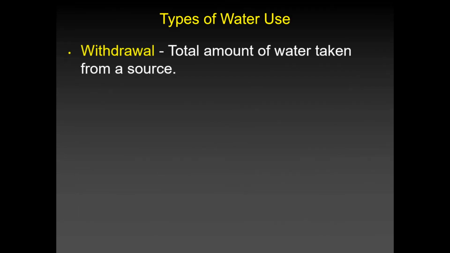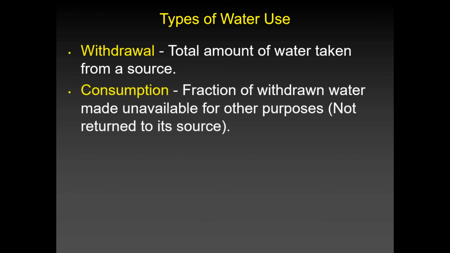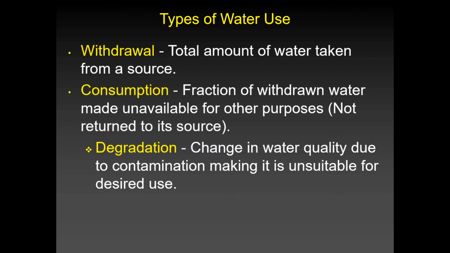Withdrawal is the total amount of water taken from a source. Consumption is the fraction of withdrawn water made unavailable for other purposes. So basically it's not returned to the source. So you could think, if you have 20 that's withdrawn and 18 that's returned back to the source, 2 is used as consumption. Degradation is change in water quality due to contamination, making it unsuitable for desired use. So that is a form of consumption, where you basically make a water source unusable.